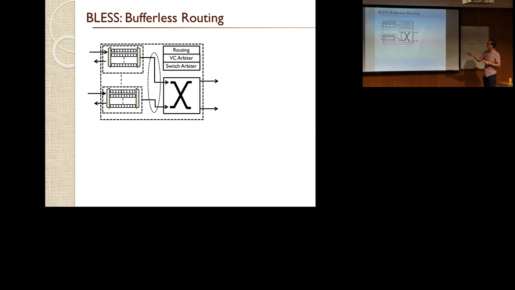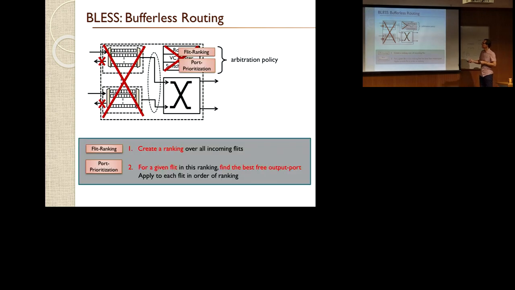Okay. So this is the buffered router. Basically, we want to get rid of this somehow and get rid of all of this complexity. As you see, there's complexity, the back networks for credit. And we want to somehow do this flit ranking and port prioritization. So this is the arbitration policy now. We want to create a ranking over all incoming flits, including from the injection. And for a given flit in this ranking, find the best free output port and apply to each flit in the order of ranking. That's the idea.